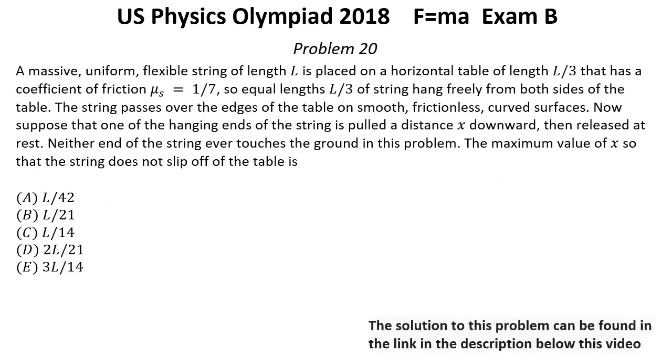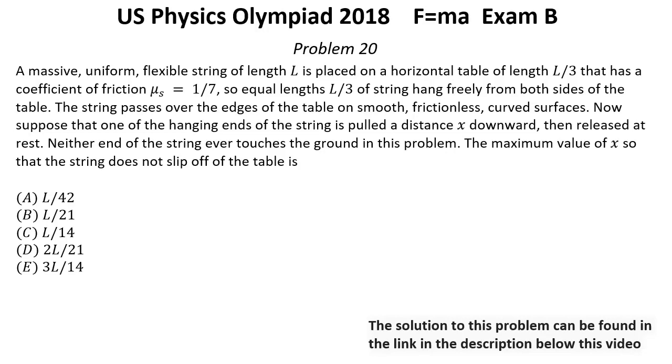Problem number 20. A massive uniform flexible string of length L is placed on a horizontal table of length L over 3 that has a coefficient of static friction mu equal to 1 over 7. So a length L over 3 of the string hangs freely from both sides of the table. The string passes over the edges of the table on smooth, frictionless, curved surfaces. Now suppose that one of the hanging ends of the string is pulled a distance x downward, then released at rest. Neither end of the string ever touches the ground in this problem. The maximum value of x, so that the string does not slip off of the table, is the next one.